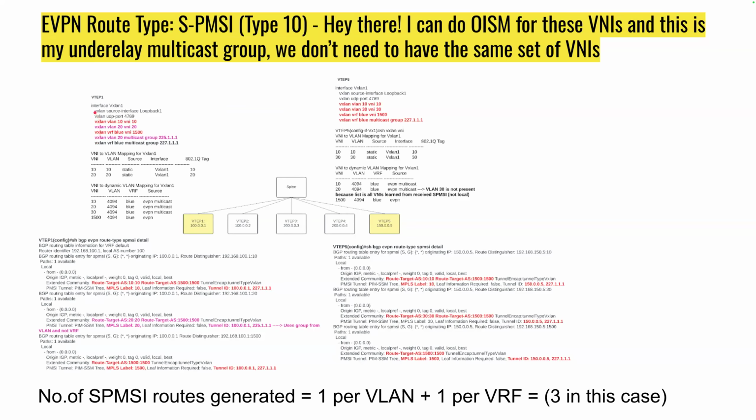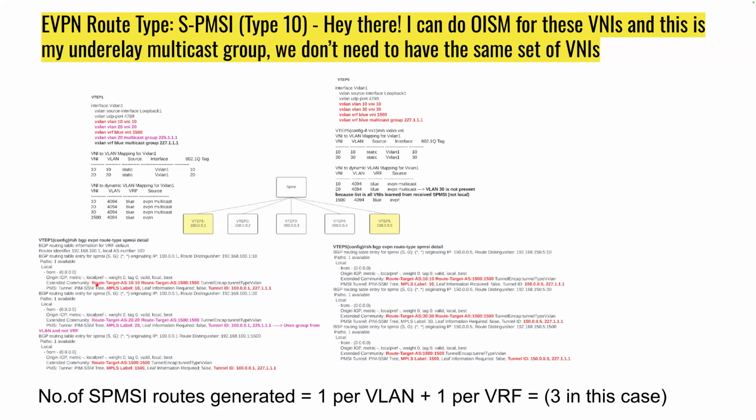With this configuration, let's see what kind of S-PMSI routes are generated on VTEP 1. The first one would be for VLAN 10. So the MPLS label is 10 here. And if we look at the route targets, we have two route targets here. Unlike the L2 multicast, where we just had one single L2 RT, here we have route targets of both L2 and L3. So this is one change that happens in S-PMSI once we go from L2 to L3 multicast.